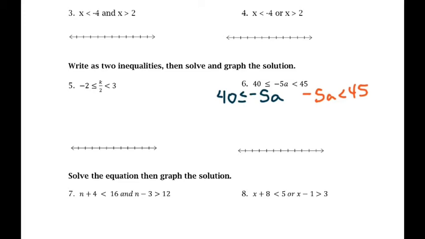So I'm going to divide on the left. I'm going to divide by -5. So remember that when we have inequalities and we divide by a negative, we have to flip our sign. And then write that starting from a. So that means that a is less than or equal to -8. So that's part of my answer.